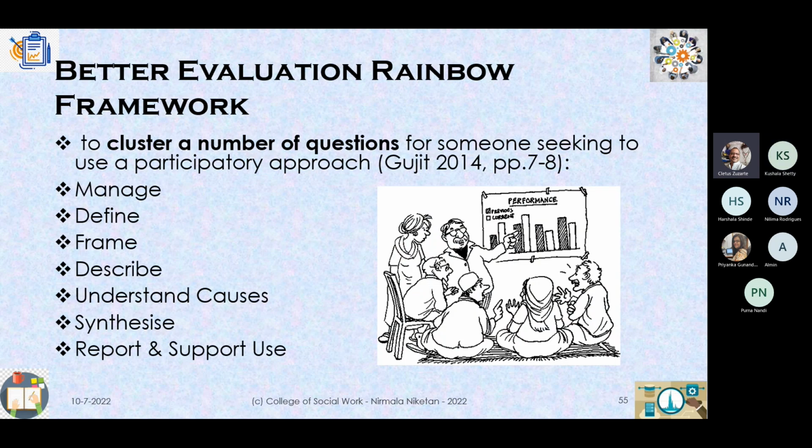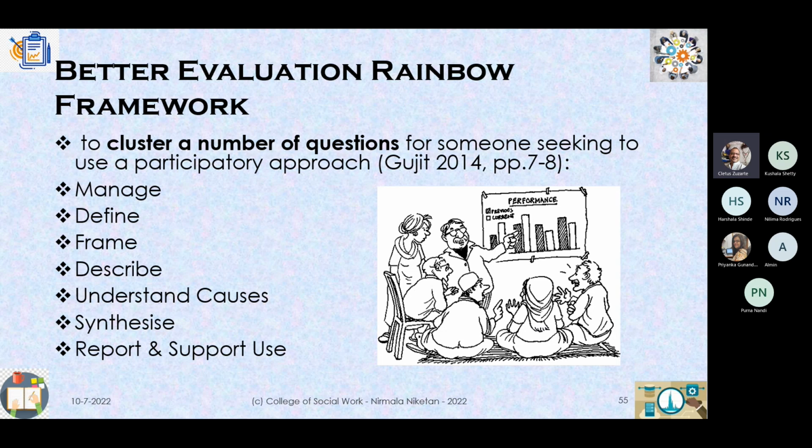Another way in participatory evaluation is to cluster a number of questions. For example, you ask the program coordinator in terms of managing: How do you define this concept? How do you frame this? How do you describe it? How do you understand causes? Then you synthesize and report. So there are different ways.